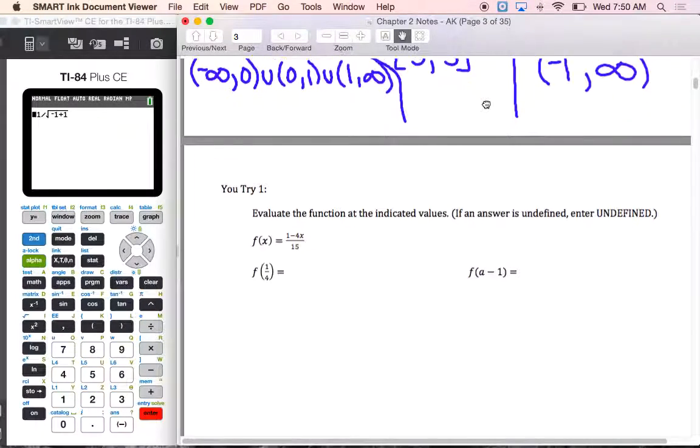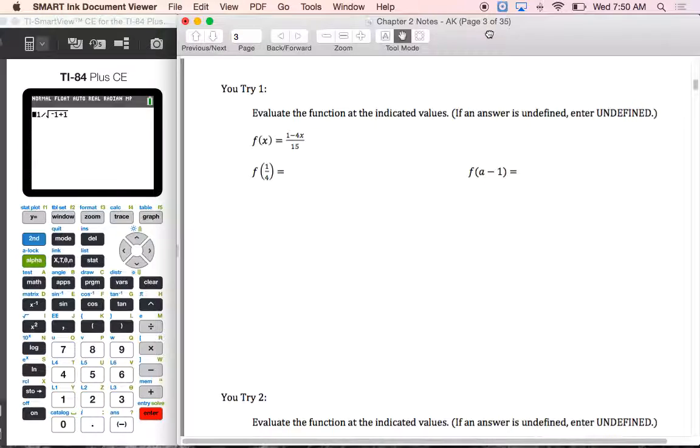I've got a few here for you to try. Okay, so again, hit pause if you want to hit pause. So for the first one, we are plugging in 1/4.